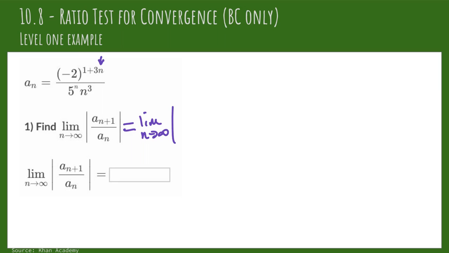Doing that here, that's going to be 3n plus 3. So this is going to be negative 2 to the 3n plus 4. And then in the denominator, we're going to have 5 to the n plus 1, and we're going to have n plus 1 to the third power. So that whole expression right there is a sub n plus 1.